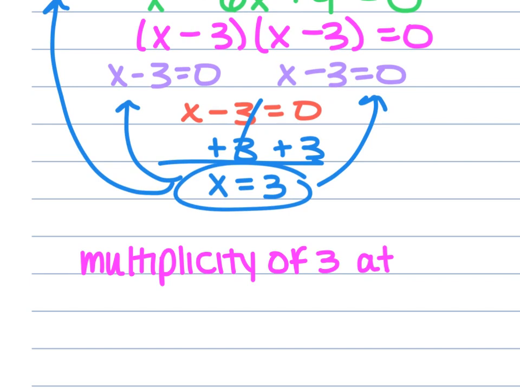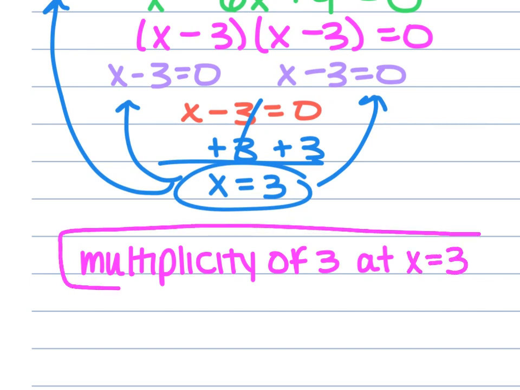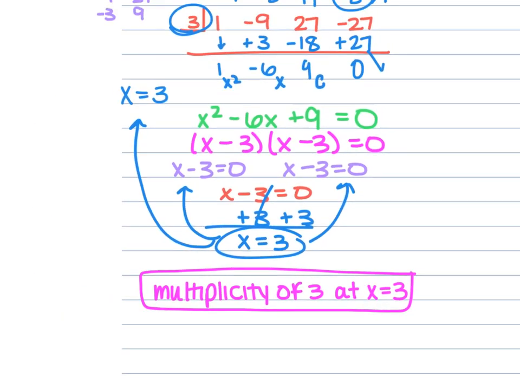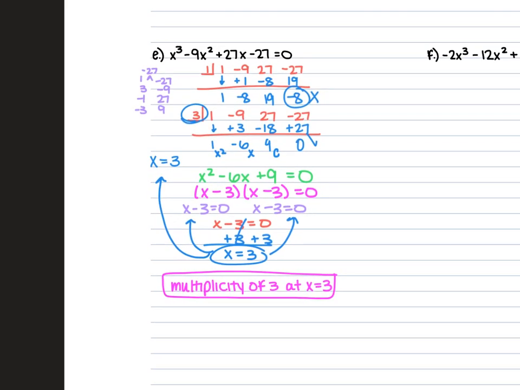At x is equal to 3. So again, if you can't factor by grouping, find the factors of that constant, and then use synthetic division to see which one works and gives you a remainder of 0. Once we find that one, then go ahead and rewrite your expression and factor your trinomial.